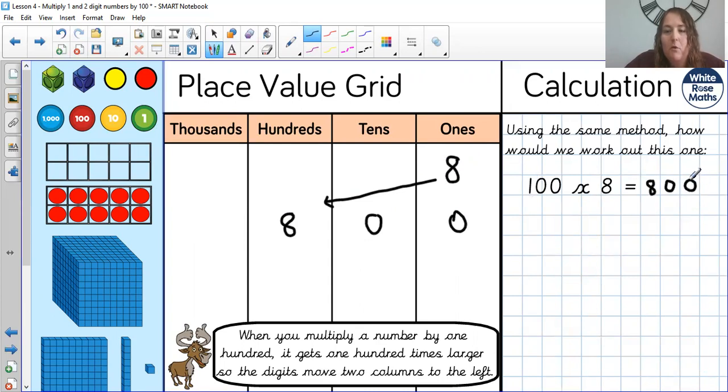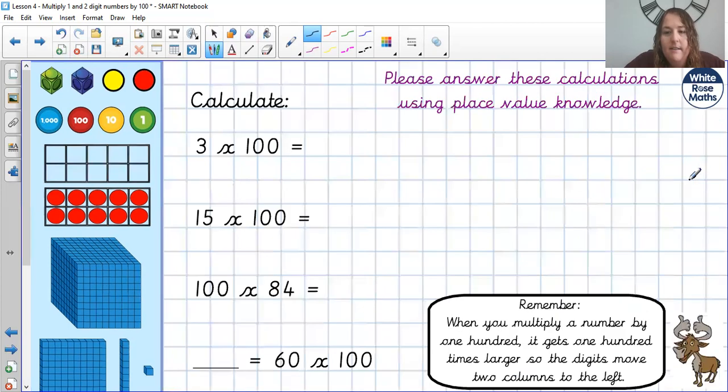Hopefully really simple, quite straightforward this morning. Let's have a go at you doing that then, please. So can you use them using your place value knowledge? You don't need to draw the grids out if you don't want to. You can start with and then moving them across. That's absolutely fine. But yeah, have a go at those. Off you go.